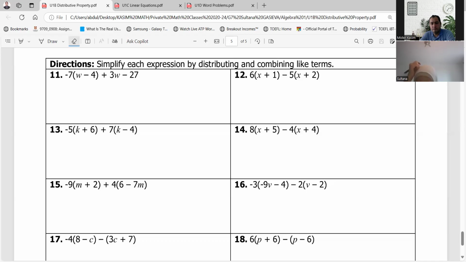So the answer is just gonna be 0? What is the answer? 11. 0? Yeah. How? Because I did negative 7 times W, negative 7W, right? Yeah. Negative 7 times negative 4, what is it? 28. Oh, 7 times 4 is 28.